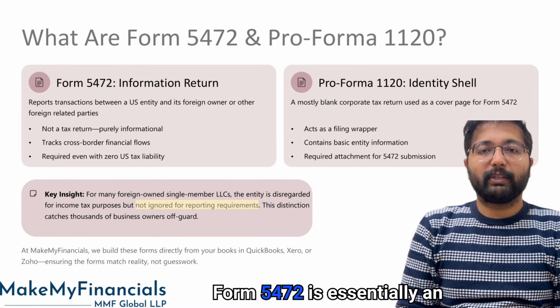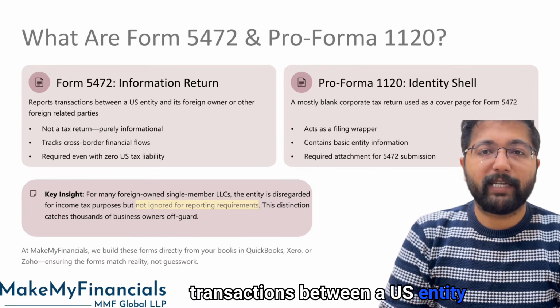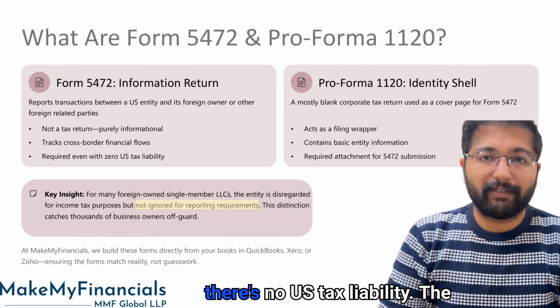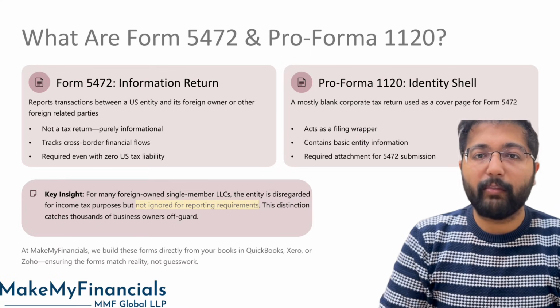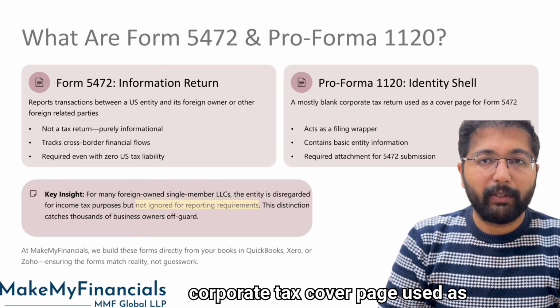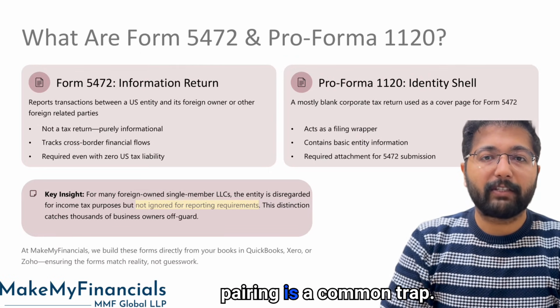Form 5472 is essentially an information return that reports transactions between a US entity and its foreign owner or related parties, and it's required even if there's no US tax liability. The Pro Forma 1120 is a mostly blank corporate tax cover page used as the required wrapper for that submission, and missing this pairing is a common trap.